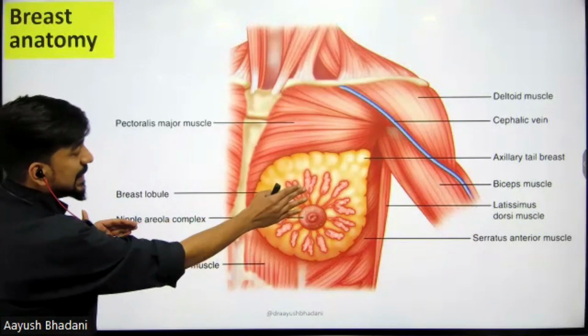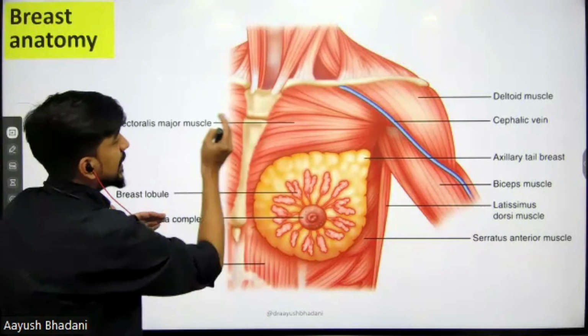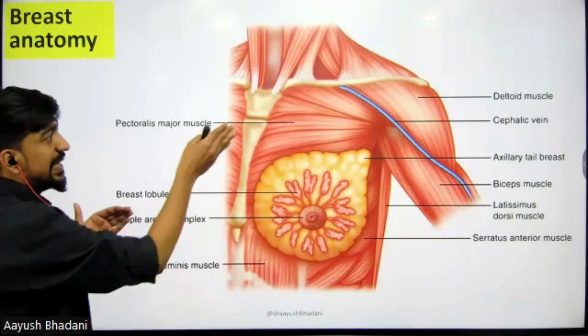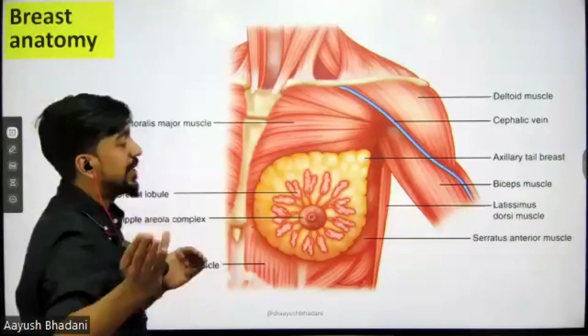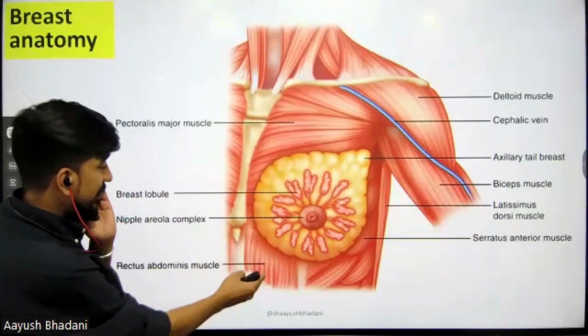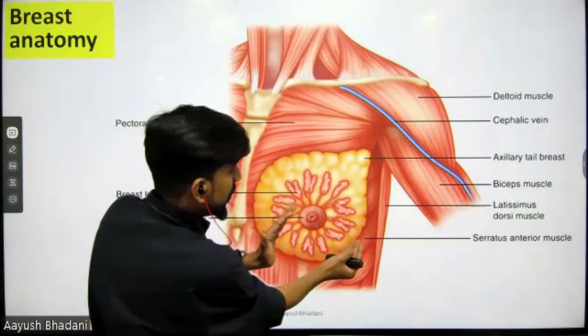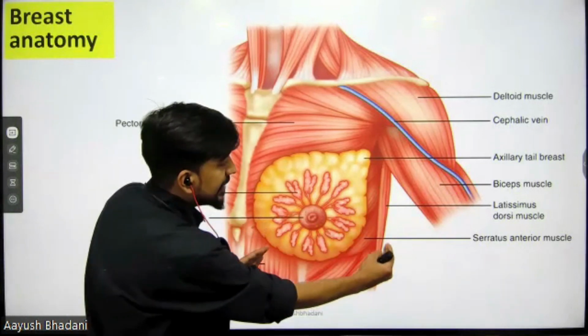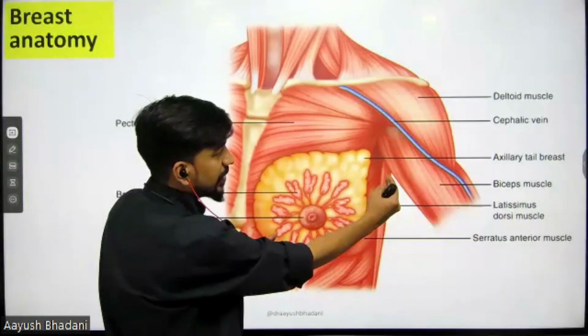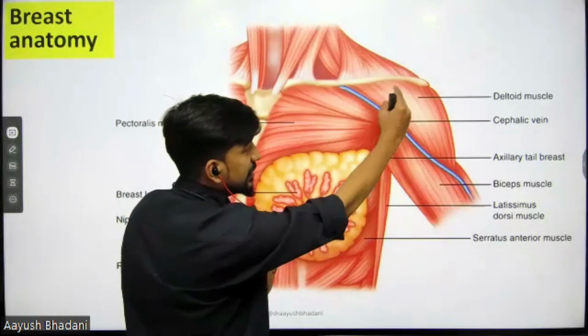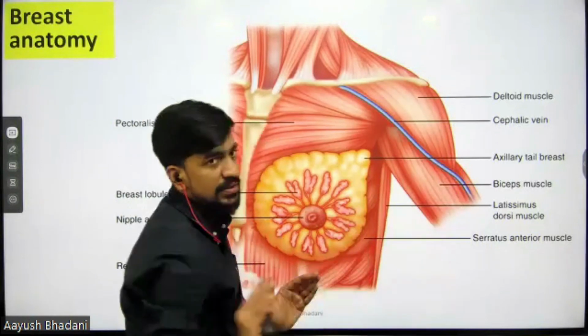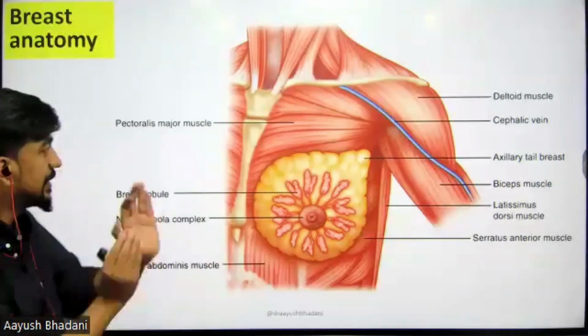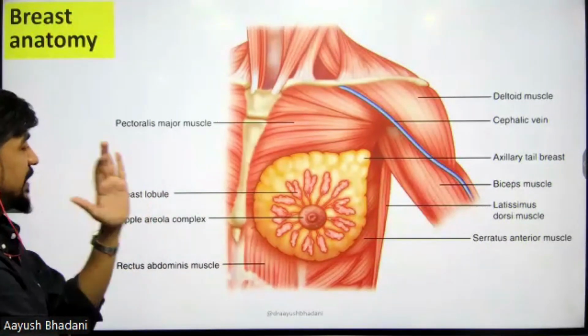Okay? The breast is sitting on the muscle, that is the pectoralis major. Beneath the pectoralis major is the pectoralis minor. You have a rectus abdominis. Over here, you have the serratus anterior and the latissimus dorsi. Okay. You have the cephalic vein, the deltoid, and the biceps. Just take 15 seconds to realize this image.